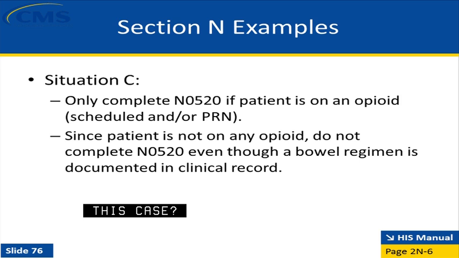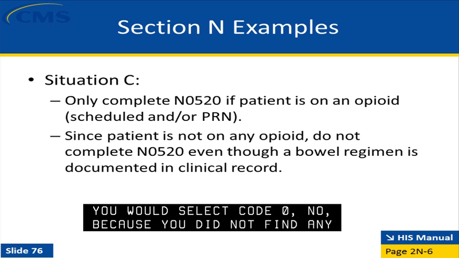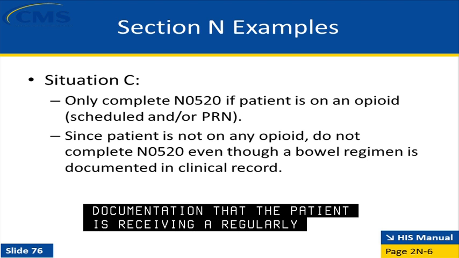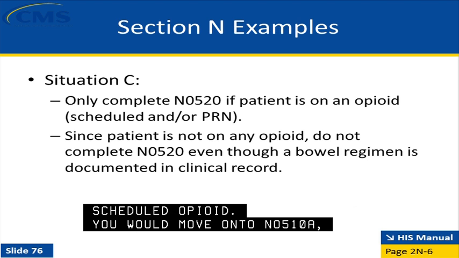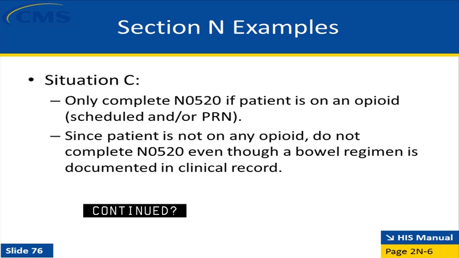So N0500A, was a scheduled opioid initiated or continued. You would select code 0, no, because you didn't find any documentation that this patient is receiving a regularly scheduled opioid. And you would move on to N0510A, was a PRN opioid initiated or continued. And you would also select code 0, no, because you didn't find any documentation that the patient is receiving a PRN opioid.